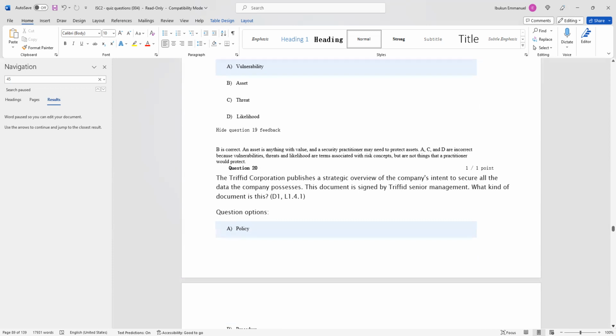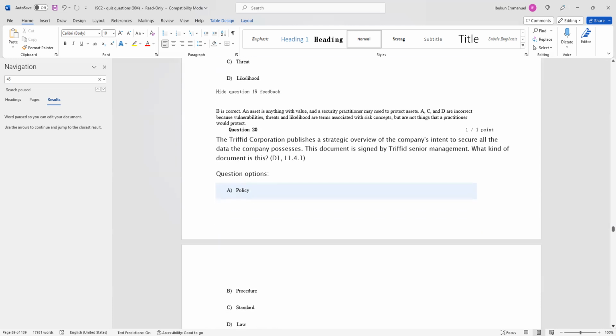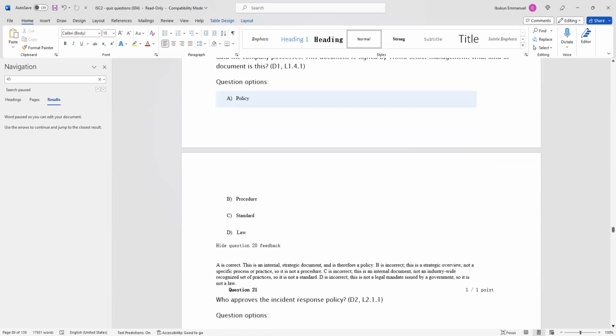An organization publishes a strategic overview of the company's intent to secure all the data the company possesses. This document is signed by senior management. What sort of document is this? It's a policy if it's signed by senior management.